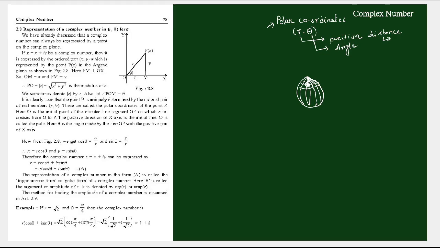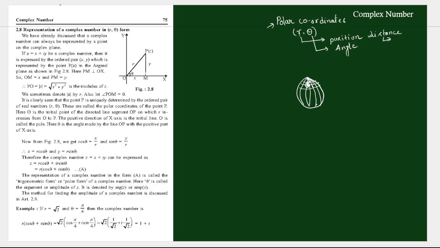So here we are going to discuss the representation of a complex number. How do we represent the complex number in this form, r and theta form? This is called polar coordinates.